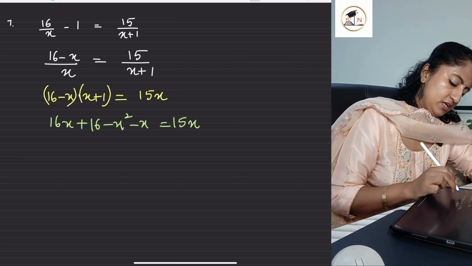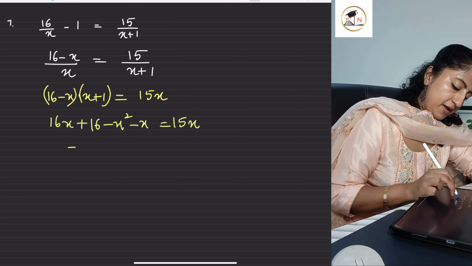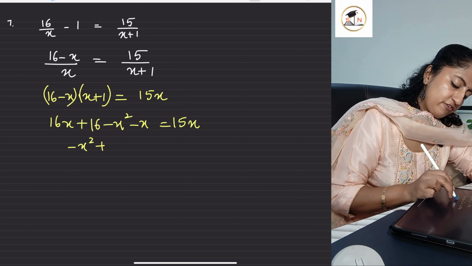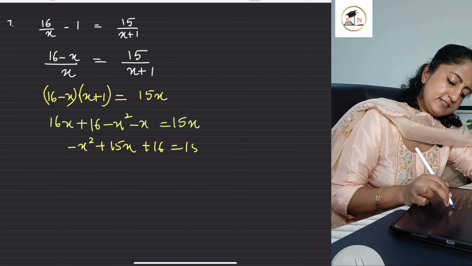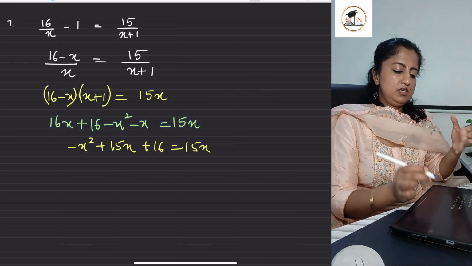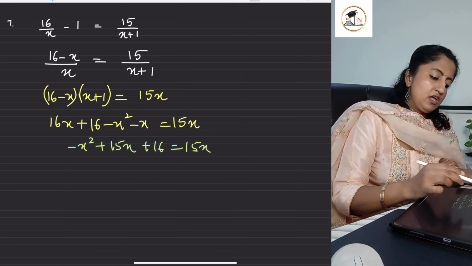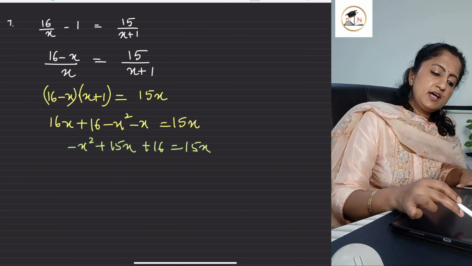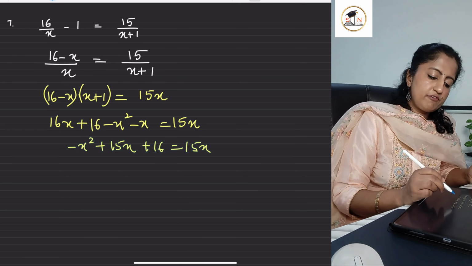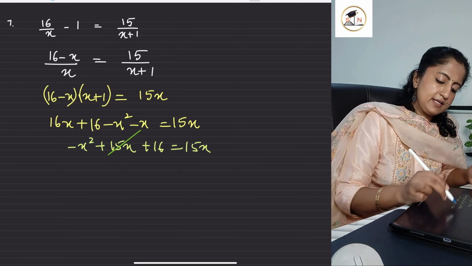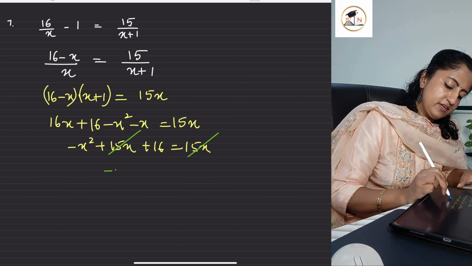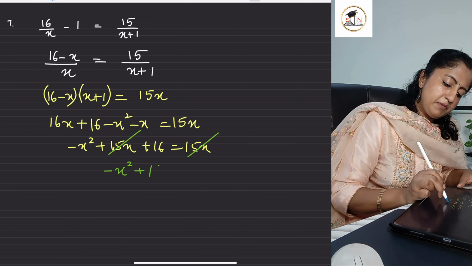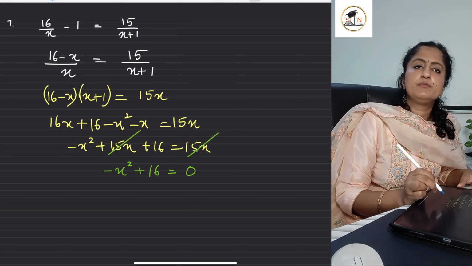Okay. Now, what are we left with? Minus x square plus 15x plus 16 equals 15x. It is such an easy question. Why? Just see. What are we having over here? We are actually getting positive 15x on both the sides. I'm cancelling it out, right? What are we left with? We are just left with minus x square plus 16 equals 0.